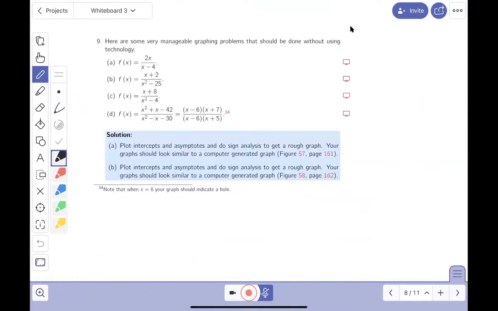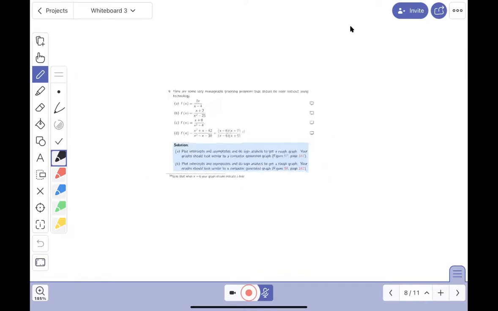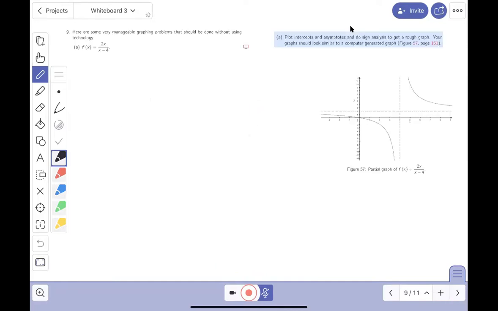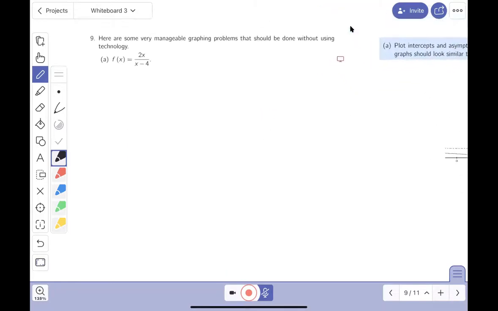9, what do they say? Here are some really simple, manageable graphing problems. And I think I can do it quickly. And again, you may not be at that stage yet because you haven't studied enough. But let's go to the next page and see if we can do number 9. Maybe it's on this page. No, it's on the next page, 9. And I'm going to do it real quick.